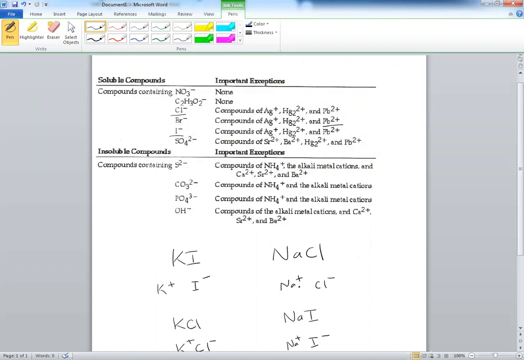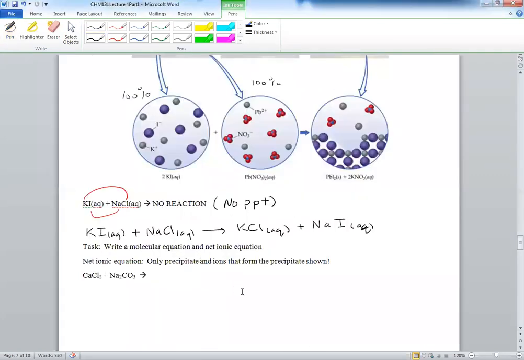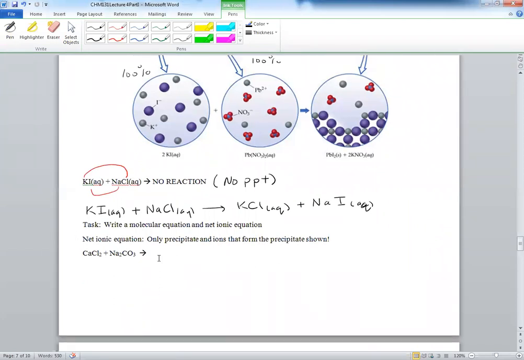So if you're mixing just two solutions that are in ions and there's no chemistry occurring between them, that's a no reaction. If you get two soluble compounds, no precipitate, then you have a no reaction. You should not write the products, you just write no reaction. In the next video, you will learn how to work on writing the net ionic equation.